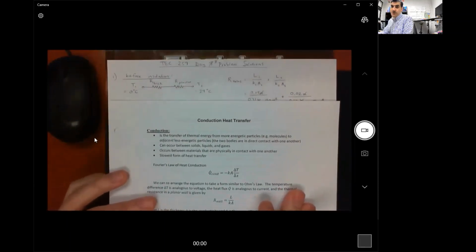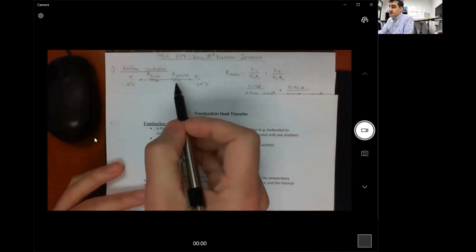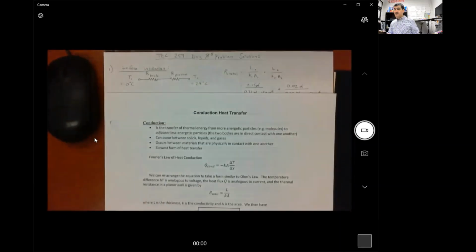So we've got two thermal resistances that are in series. We know they're in series because the heat has to pass through both of them. It doesn't have a choice to pass through one or the other. The heat has to pass through both layers. In the same way that if you have electrical components in series, the current has to pass through both of those components. It doesn't have a choice.